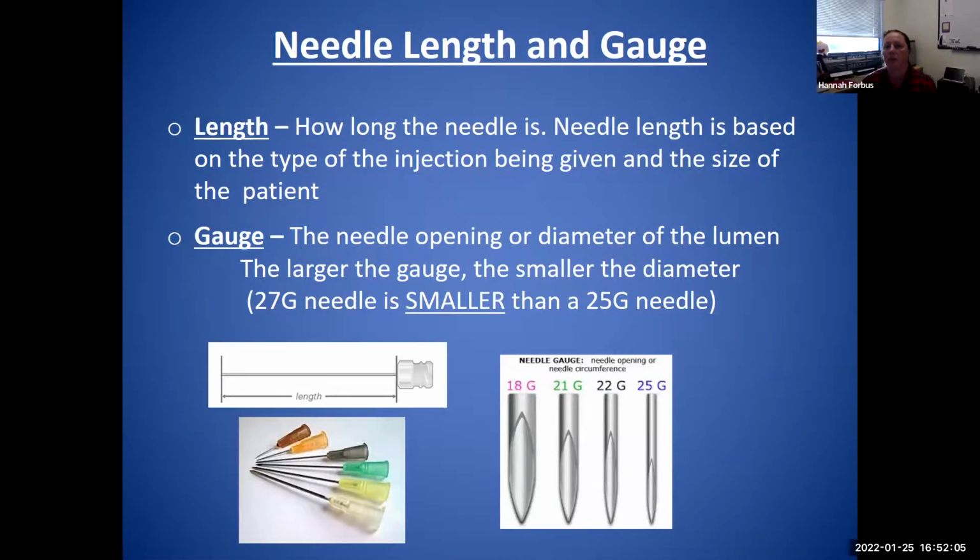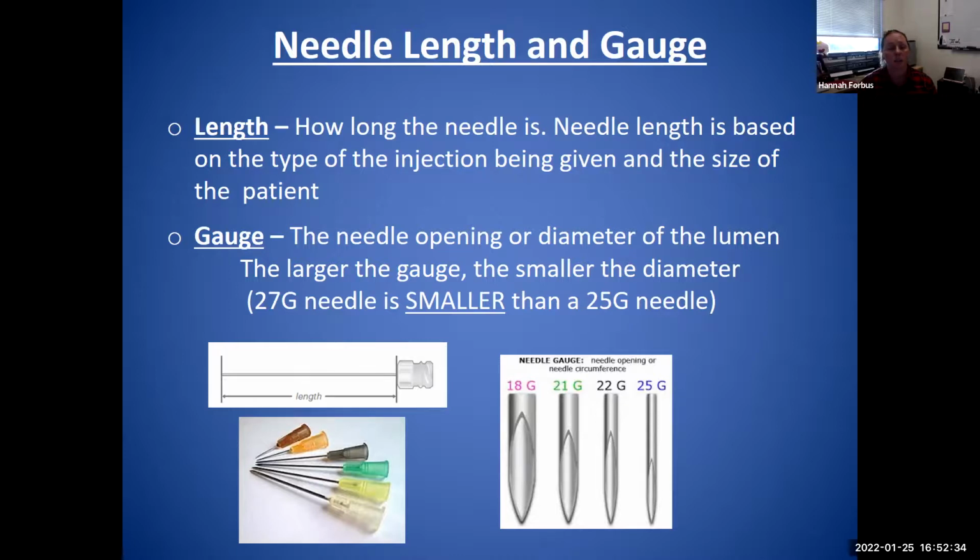Okay, so when we talk about needles, we are always talking about 2 things. The length, which is how long the needle is, right? So we have really, really short needles and we have really long needles, okay? And this is going to depend on what type of injection we're giving. Do we need that needle just to get into the dermal layer? Do we need to get it down further into the subcutaneous level? Or even further into the muscular level? So we're going to pick a needle accordingly.